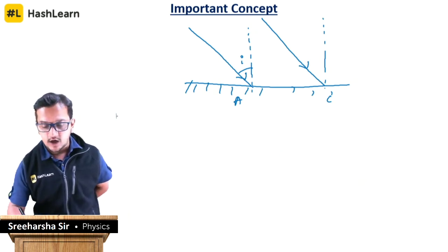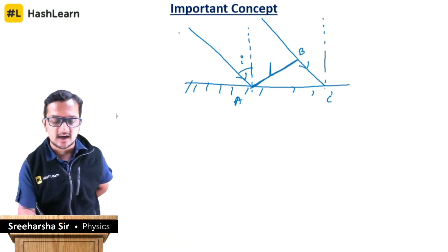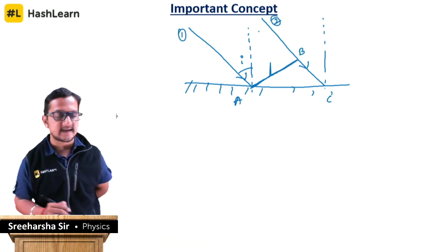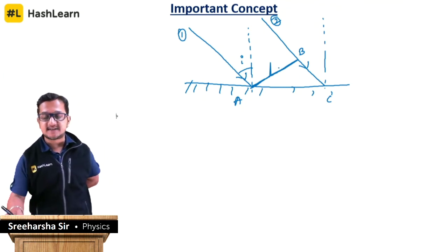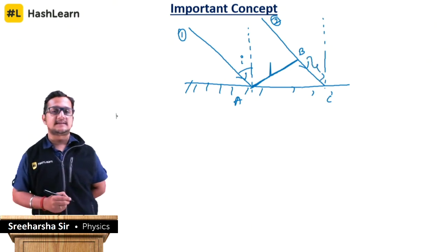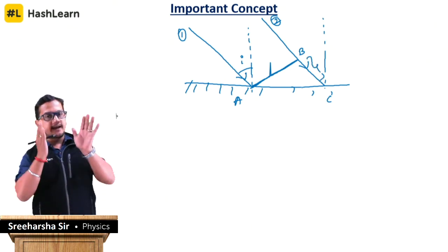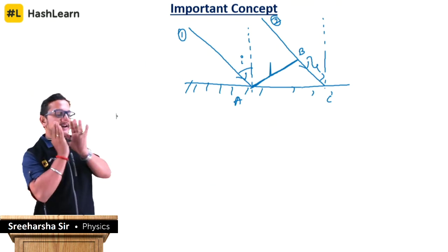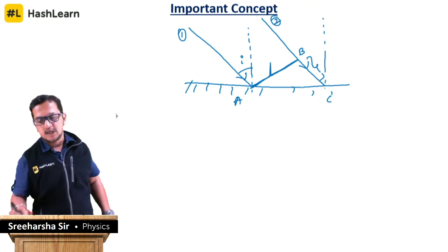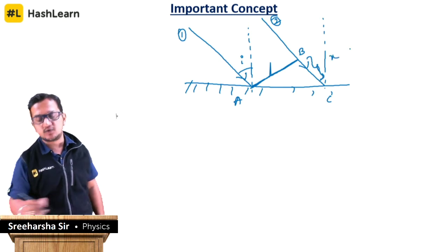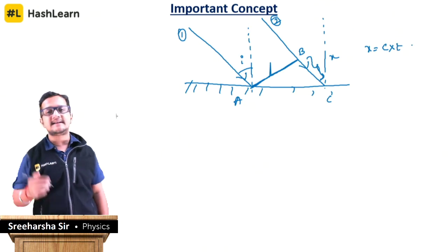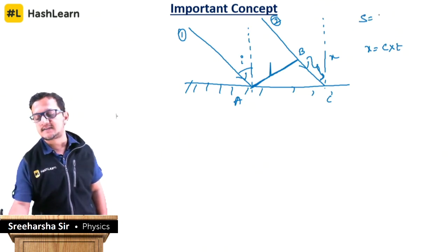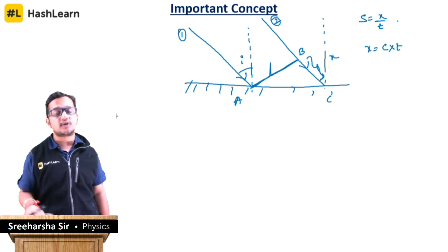Now if I draw a perpendicular from the point A, this is your first ray, and this is the second ray. So now the second ray is traveling an excess distance. It is something like when you take two oblique parallel lines, they strike the surface at two different times. So it is traveling an extra distance which is equal to x. That x will be equal to c into t, because from the formula speed equals distance by time, or distance is speed into time.